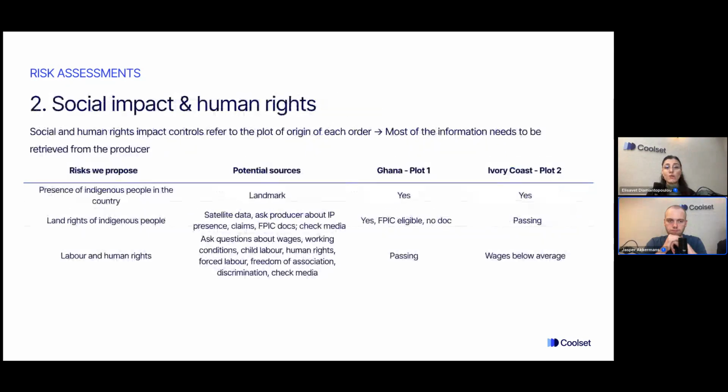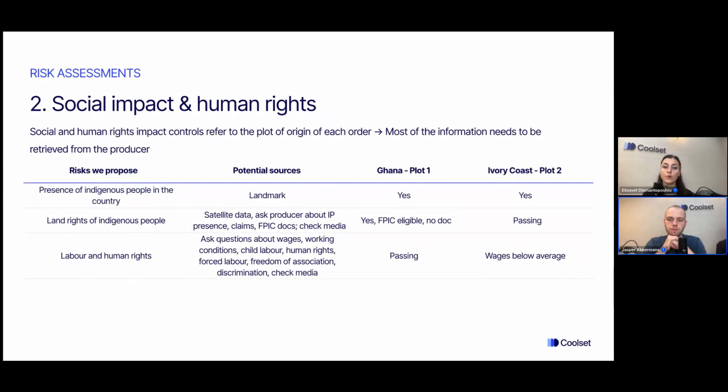Moving on to social impact and human rights, this has to do with each plot of origin and each order. Here we need to assess risks like presence of indigenous people in the country of production, but also in the plot of land, as well as all the particular land rights in the plot of land for indigenous people. And lastly, all the labor and human rights for the workers in the farms. This could be, for example, asking questions about the wages, working conditions, child labor, and more.